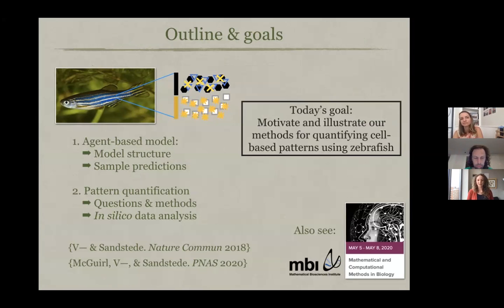So I'm just going to give you a taste of our original model. My motivation there is just, hopefully it'll remind you of some of your own models, to give you a sense of the structure of it. And then I'll show you some of the sample predictions that come out of it, but I'm really going to sweep most of this under the rug. And then the other part of my talk will focus on raising questions relating to quantifying zebrafish patterns and going through our methods, which are methods based in topological data analysis, which Melissa McGurl is an expert in.